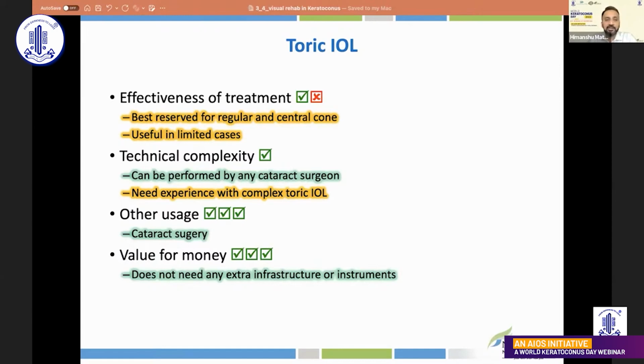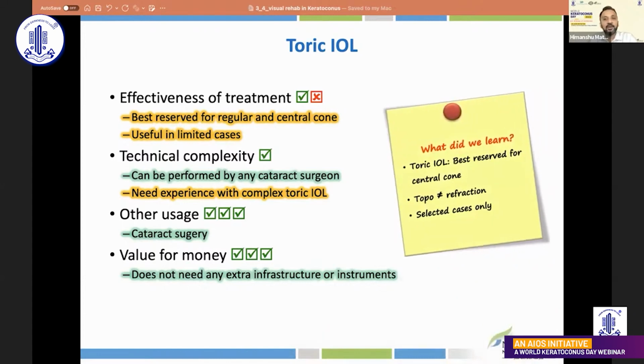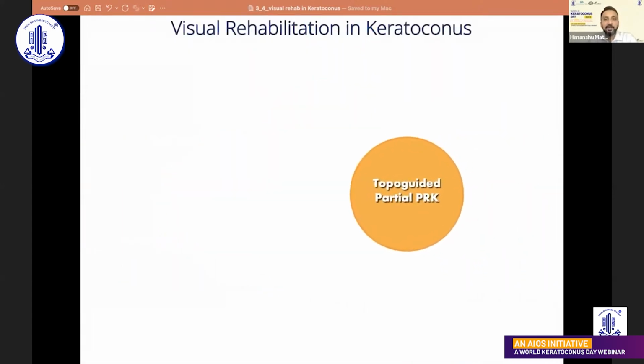Technically, it is a relatively simple treatment and any cataract surgeon can use it, but it requires a little more experience, especially in complex toric IOL calculation. The toric IOL can be used for any regular cataract surgery, so it's certainly a useful technique. Value for money wise, it does not require any special infrastructure and hence is certainly value for money. So what do we learn from here? Toric IOLs are best reserved for central cones, especially when topography and refraction are not matching, and selected cases would be the best use for that.